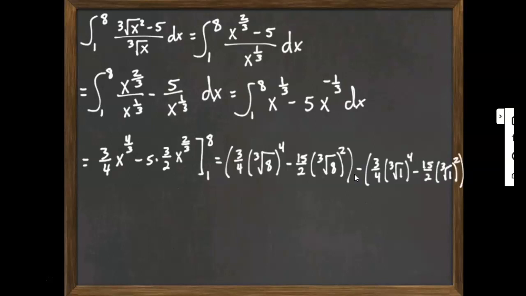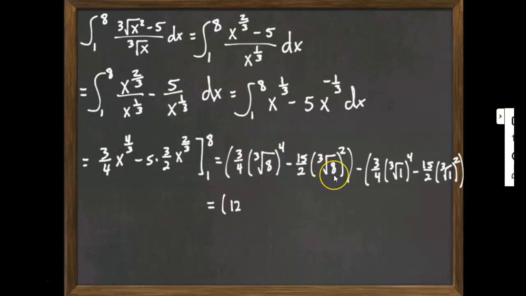3/4 times the cube root of 1 to the 4th minus 15/2 times the cube root of 1 squared. And now we just go through and start to compute. Cube root of 8 will be 2. 2 to the 4th will be 16. 16 cancels with the 4 to give us just 4 left over. 3 times 4 is 12.